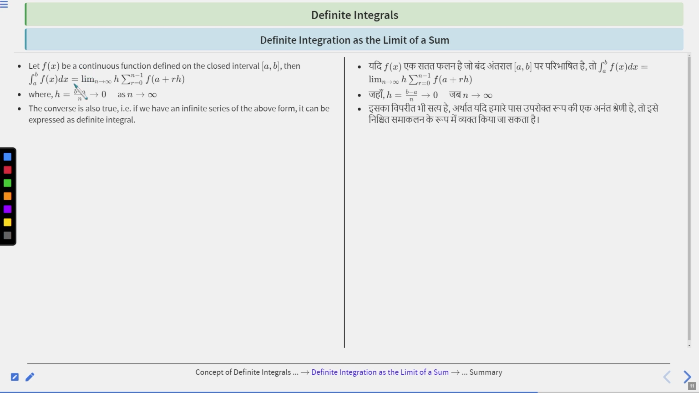Let f(x) be a continuous function defined on a closed interval a to b. Then the integration of a to b f(x) dx is equal to the limit as n tends to infinity of h times the summation of r equal to 0 to n minus 1 of f(a + rh), where h is equal to (b minus a) upon n, with h tending to 0 and n tending to infinity. The converse is also true, that is, if we have an infinite series of the above form, it can be expressed as a definite integral, right?